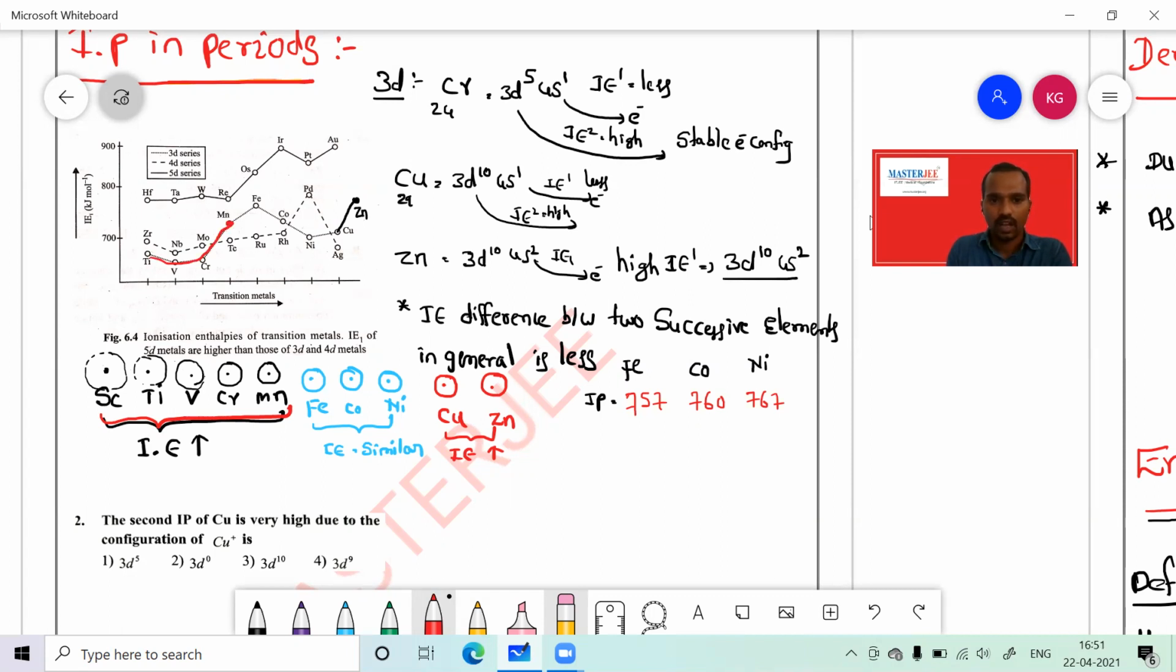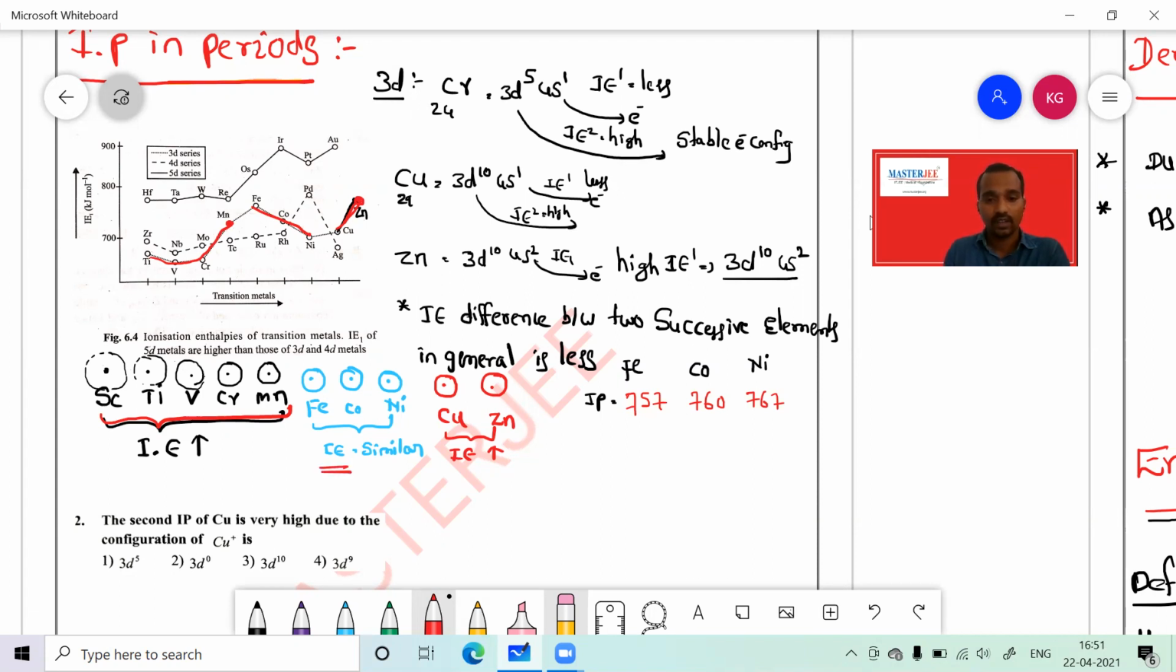And then after reaching iron, these are exhibiting nearly similar ionization potential values. And then from copper to zinc, if you see, the ionization potential values increase here. So what is the trend here? From scandium to manganese, the ionization potential gradually increases due to the decrease in size. So why do the ionization potential values increase? Due to the decrease in size. Next, iron, cobalt, nickel: because of similar sizes, similar atomic radius, these exhibit similar ionization energy values.